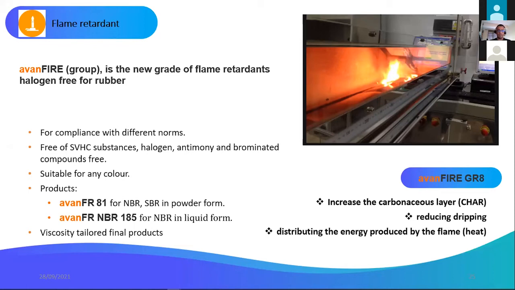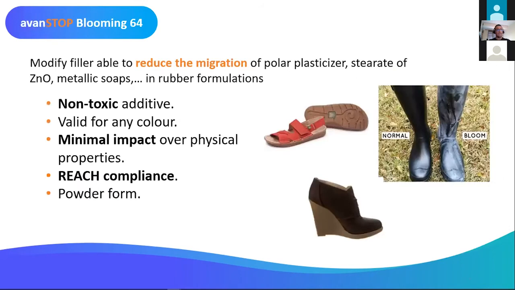In the case of the flame retardant for rubber, they are valid for any color, and we have a couple of products. The first one is Avanfire 81, focused on NBR and SBR, in powder form. And we have another liquid product focused on NBR, that is Avanfire NBR 180. With these products, it's possible to use Avanfire GR8, the flame retardant based on graphene that has a synergistic effect with our Avanfire 81 and Avanfire NBR 185.